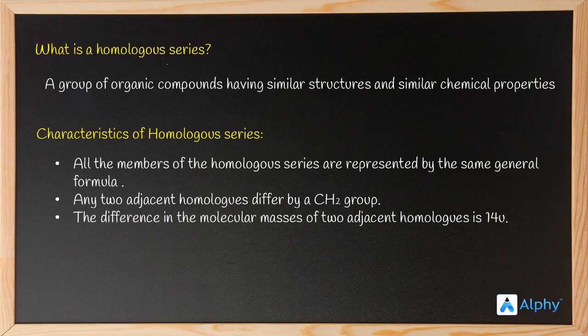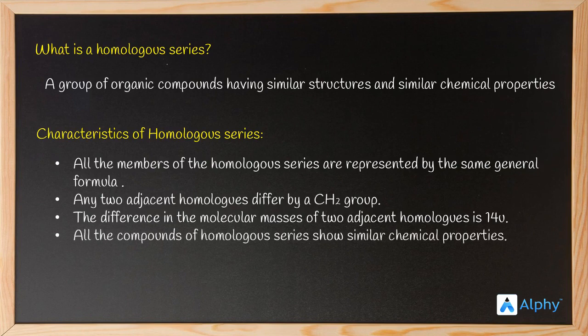The difference in the molecular masses of two adjacent homologues is 14 mu. So again, in a homologous series, if we consider two adjacent homologues, then the difference in their molecular masses is 14 mu. All the compounds of a homologous series show similar chemical properties. That is mentioned in the definition itself, that they have similar structures and chemical properties. So all these compounds present in the homologous series will show similar chemical properties.